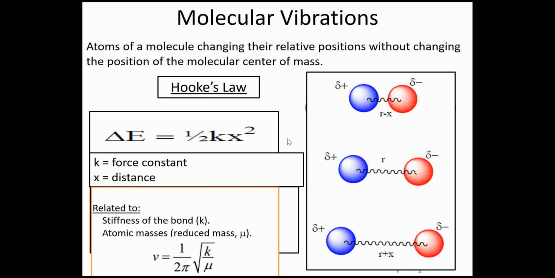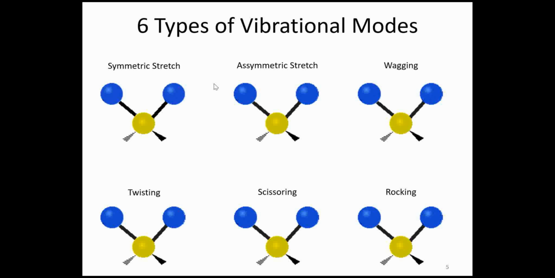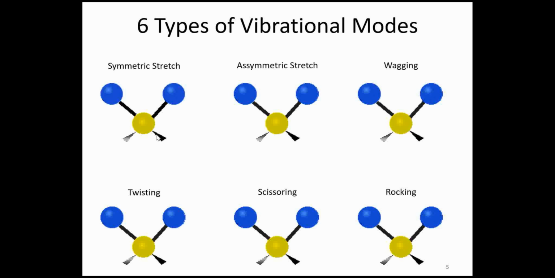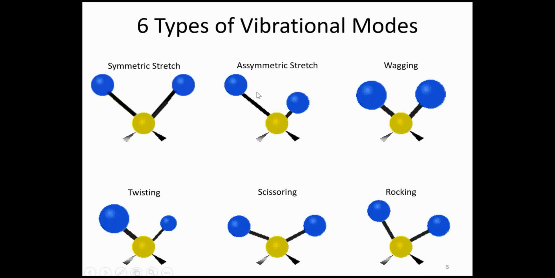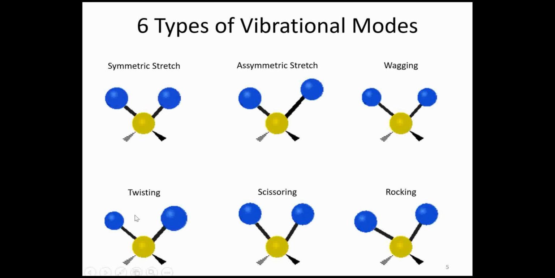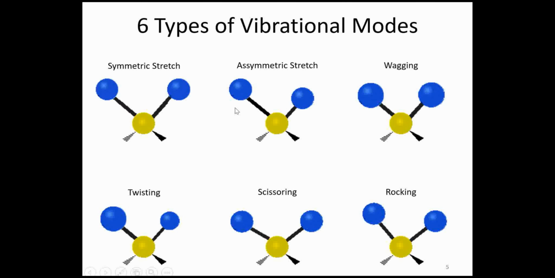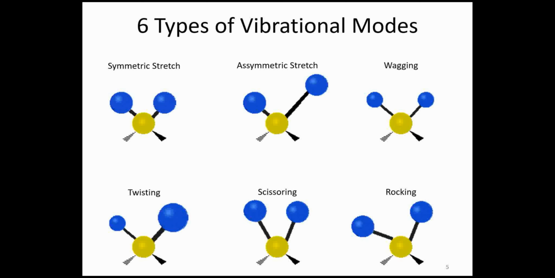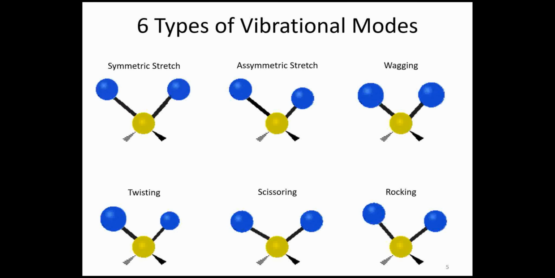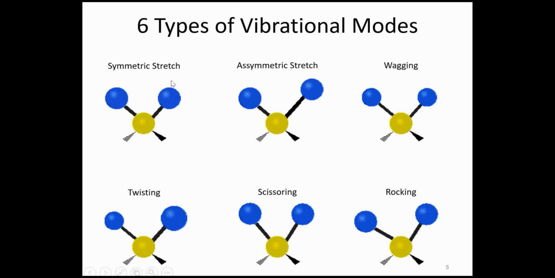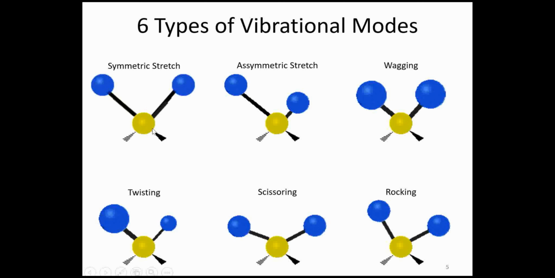What is required here is that Raman scattering occurs only and only when the molecule is polarizable. You can see the kinds of vibrations a molecule can exhibit: symmetric, asymmetric, wagging, twisting, scissoring, rocking. If these vibrations change the polarizability, or the electron cloud around the molecule, if it is deforming and changing its shape during the vibration, then the molecule is polarizable and will show Raman scattering.